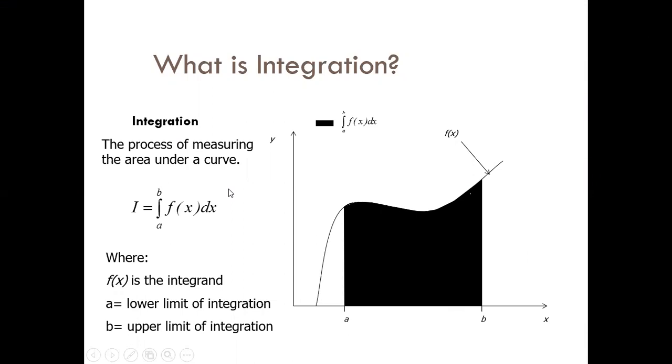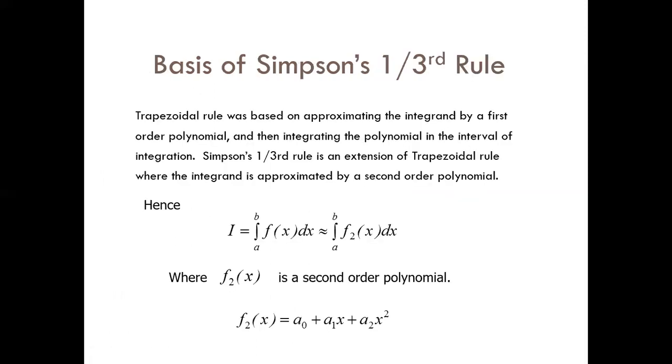Then I is equal to the integration from A to B, lower limit to upper limit, of f of x dx. f of x is the function, that is y is equal to f of x, where f of x is the integrand or function, a is the lower limit of integration, and b is the upper limit of integration. So this is how we find the area under the curve. For this, we use integration.